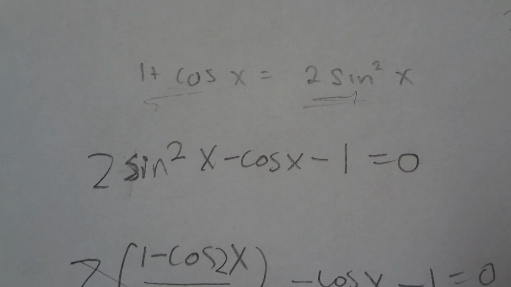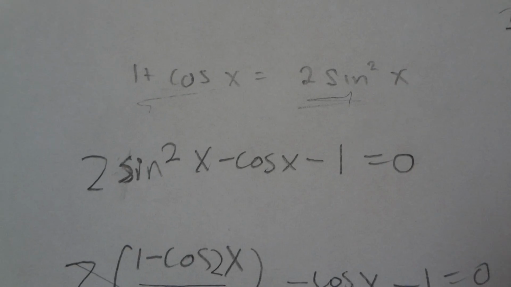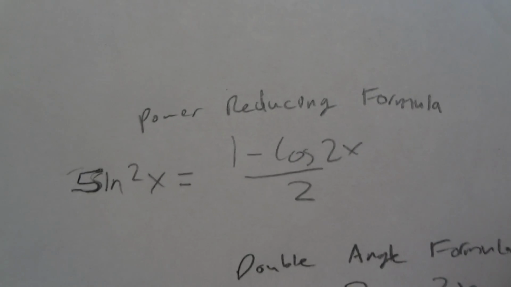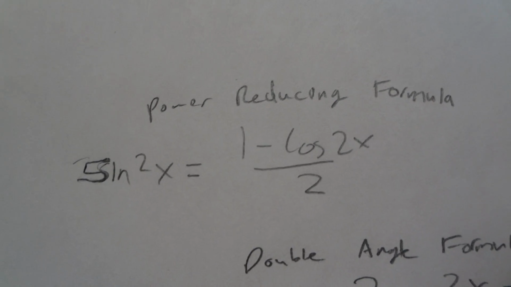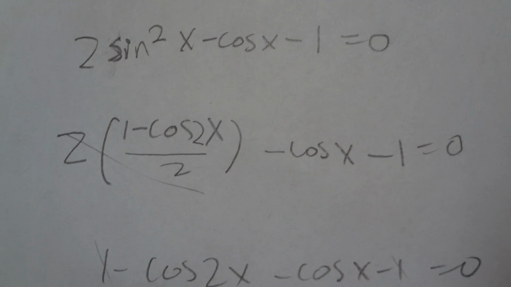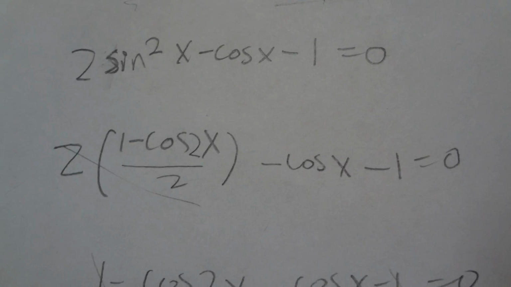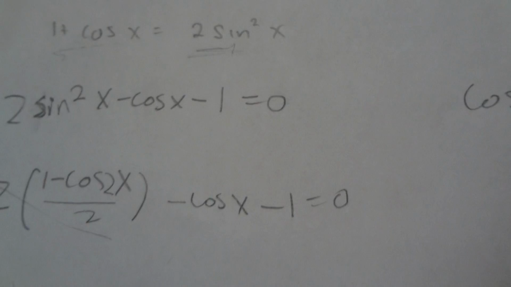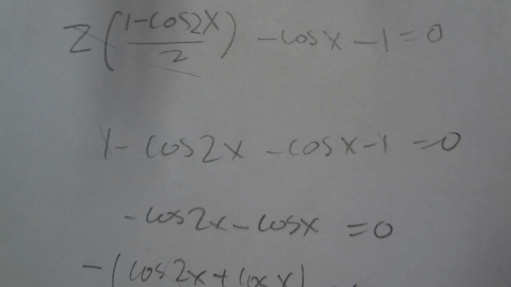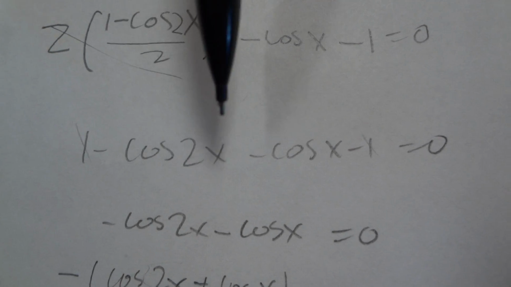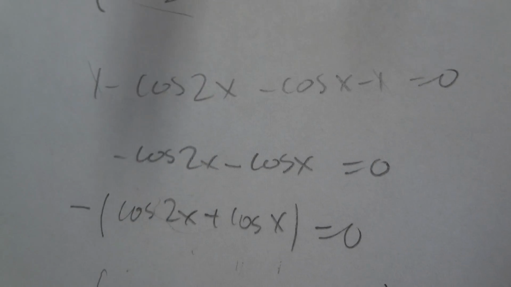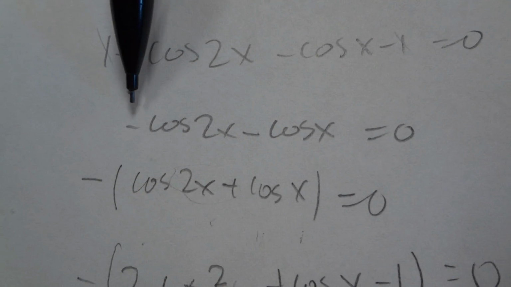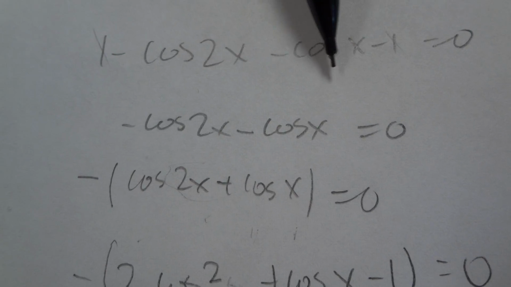We replace the sine squared of x with the power reducing formula, which is 1 minus cosine of 2x divided by 2. We substitute it in, and we get 2 times the quantity 1 minus cosine of 2x divided by 2 minus cosine of x minus 1 is equal to 0. So the 2's cancel each other out, and then we end up with 1 minus cosine of 2x minus cosine of x minus 1. The 1's cancel each other out, positive 1, negative 1, that's equal to 0. So we end up with negative cosine of 2x minus cosine of x.